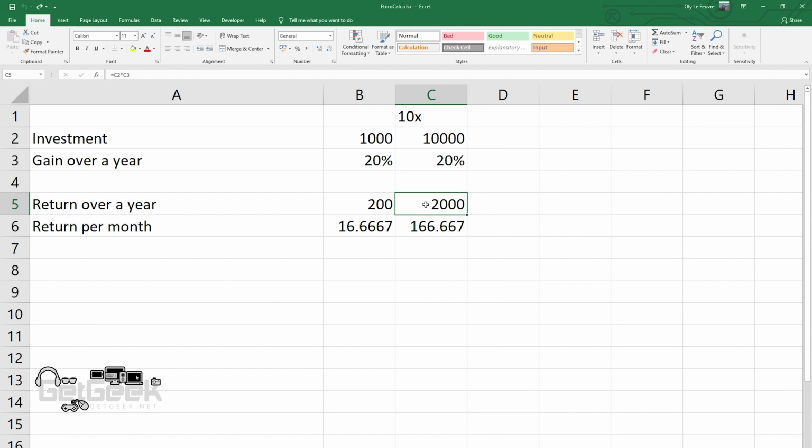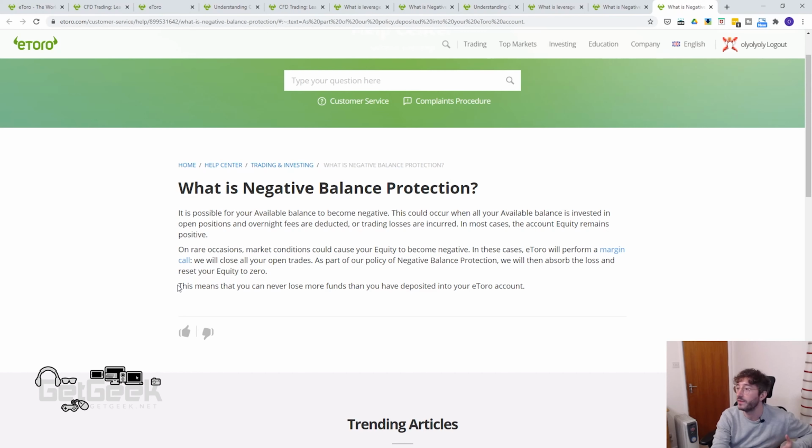Now, while this is great, you could also lose $2,000 and you only came in with 1,000. So I'm pretty sure Etoro would jump in and stop the trade before you ended up with a negative balance, as they have some kind of thing called negative balance protection, if I'm correct. So if we look here, it basically says you can never lose more funds than you have deposited into your Etoro account. Don't quote me on that, because this could change at any point, and there may be other scenarios where you could lose more money than you have deposited. But from this page here, it seems to suggest that you can't.